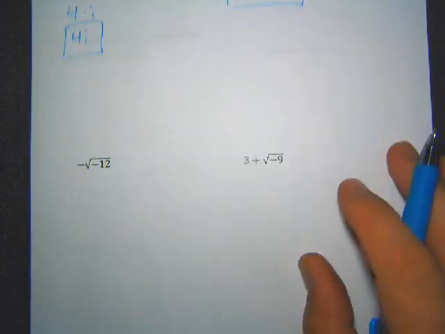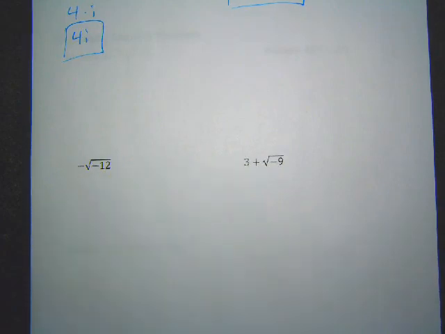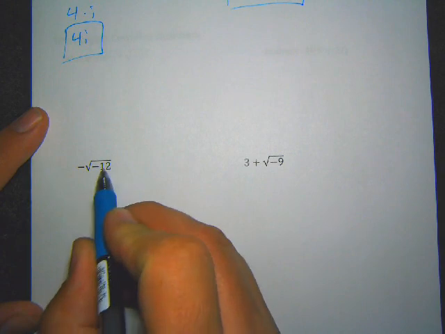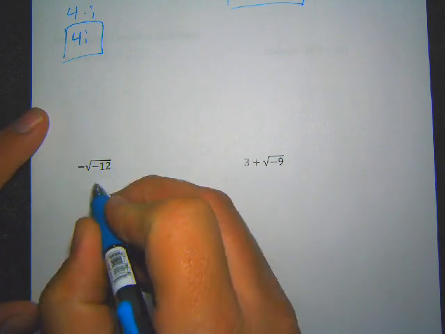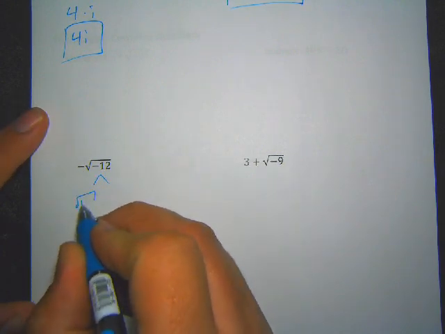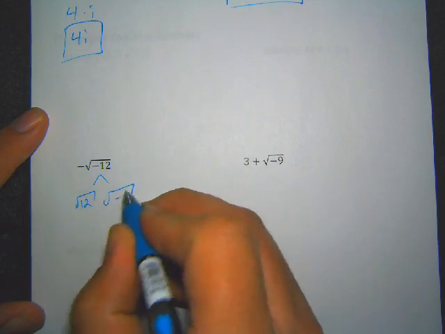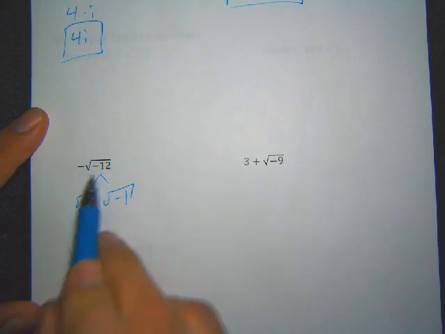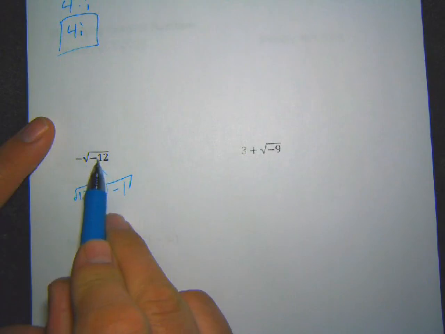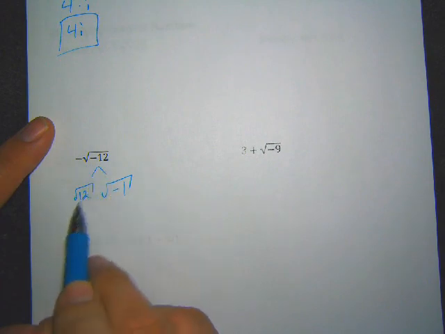Let's try another one. This one's got a negative outside and a negative inside. Sounds kind of crazy, but it's not as bad as it looks. First thing, again, I'm going to break up the negative and the number. So we'll break this up into root 12 and the root of -1. Because anytime you see a negative inside the root, the first thing you should always do is pull that -1 off of it and just work with the positive number.